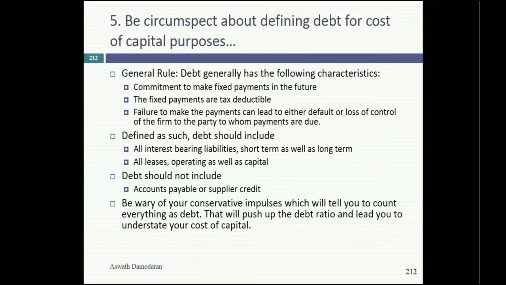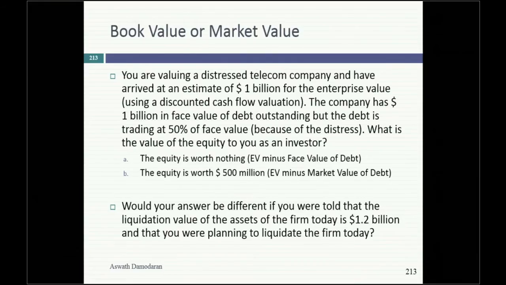You open up any valuation textbook, you know what the answer is going to be? Market value. It's actually one of the most troubling parts of discounted cash flow valuation. And here's why. Let's assume that you're valuing a distressed company. You discount the free cash flows of the firm back at the cost of capital. You come up with $1 billion as value for the operating assets.